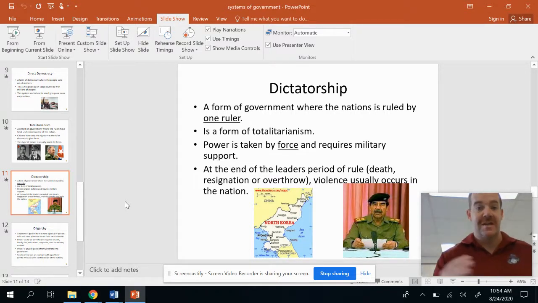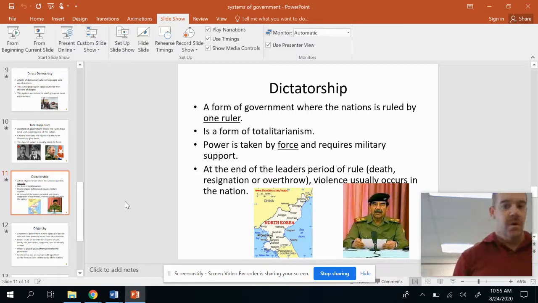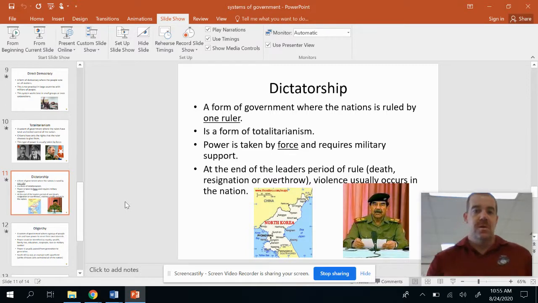So again, just like a totalitarian government, and a lot of times they also have control of the military. That's where they get their force and strength, through the military. All right. Because if you control the military, then you control police action of the state. Again, the transition of power is usually not very peaceful in these types of government.